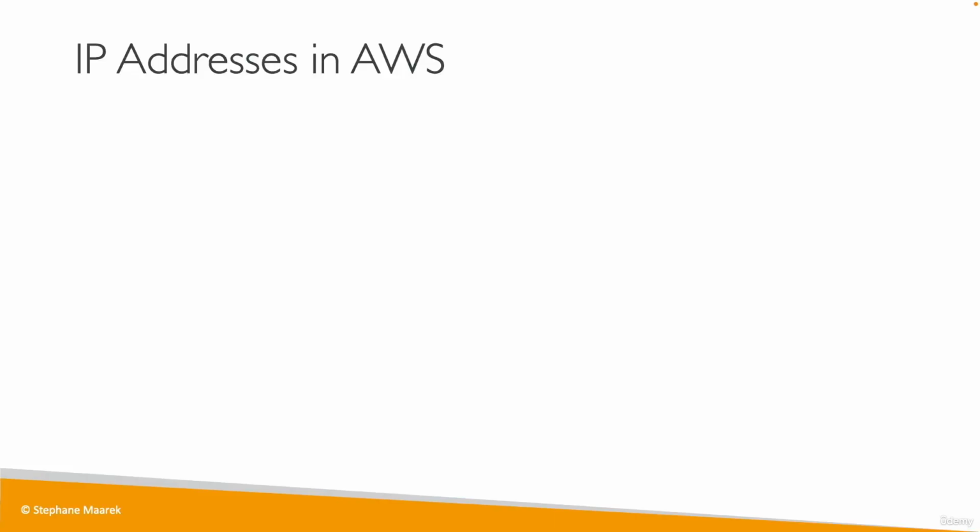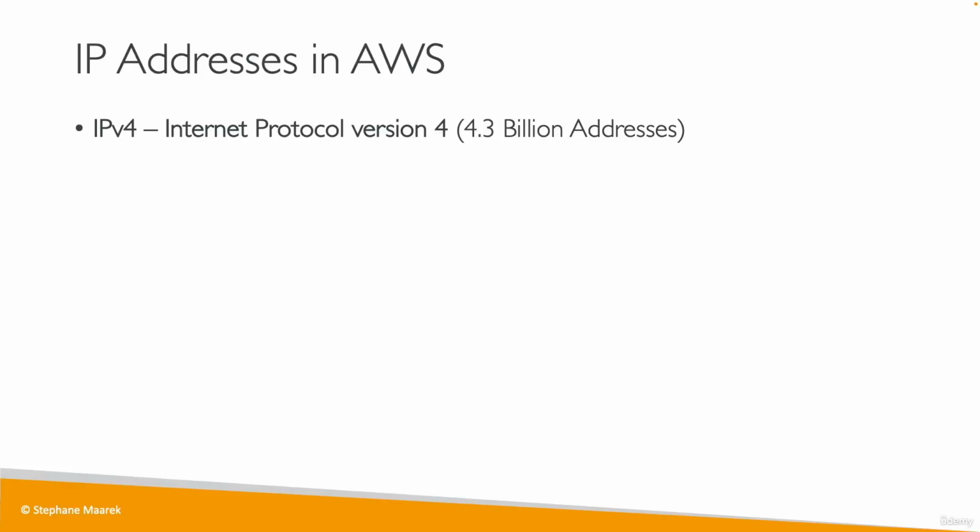So before we learn about VPCs in AWS, let's talk about IP addresses in AWS. So we have two kinds of IP. We have IPv4 and IPv6. IPv4 means Internet Protocol version 4, and the capacity is about 4.3 billion IPv4 addresses.